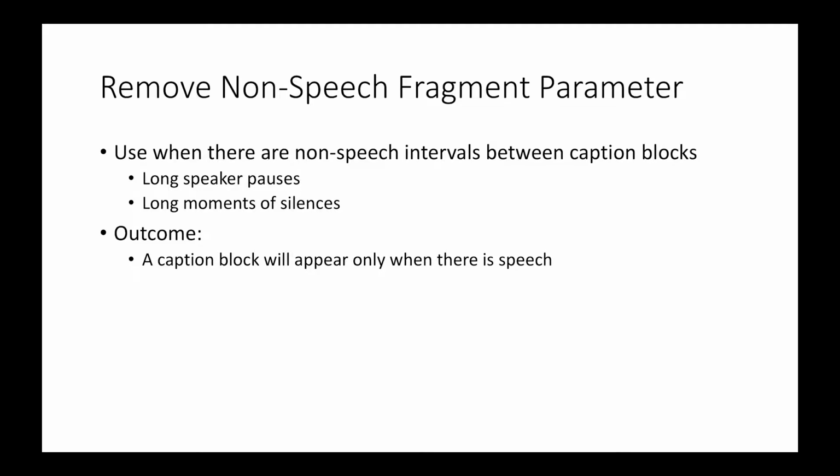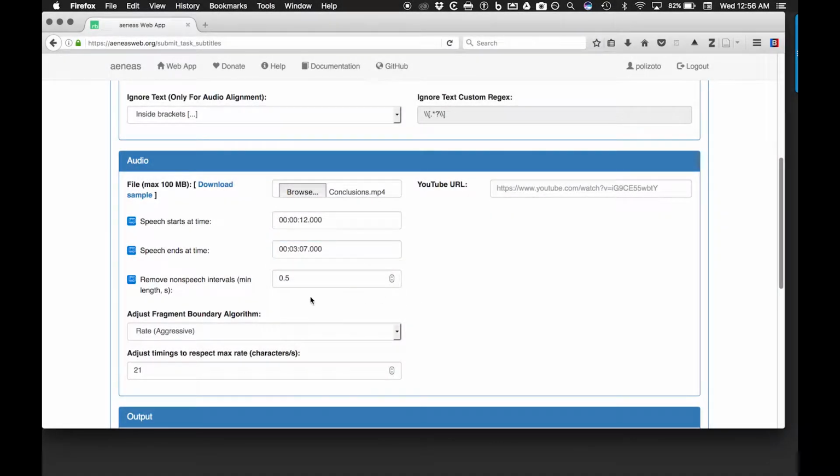The next parameter lets you determine what Aeneas will do when there is no speech that occurs between the text fragments or caption blocks in your transcript. If you don't want a caption block to appear when there is no speech, select this option. Choose how long the non-speech intervals between your caption blocks must be for Aeneas to remove them from the alignment process.